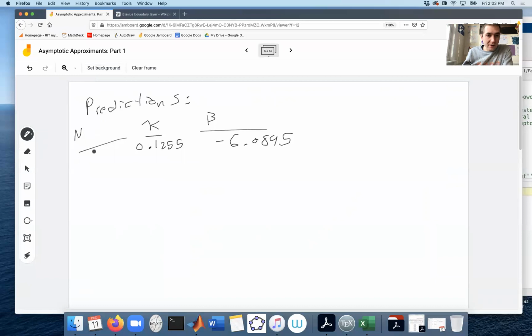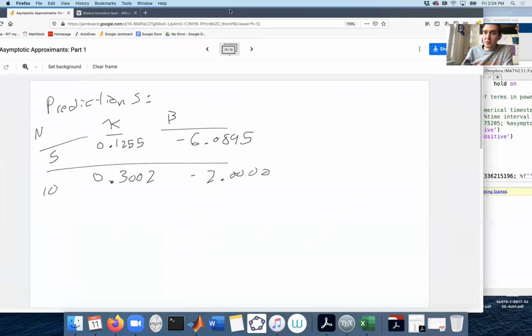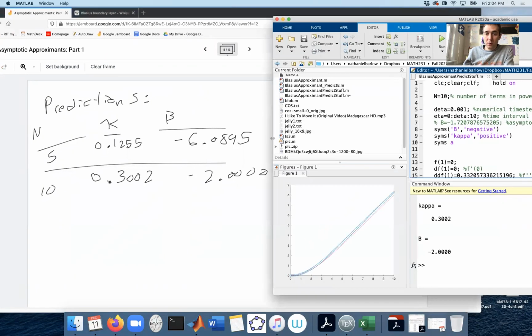So for n equals 5, it's that. For n equals 10, we've got 0.3002, which sounds a little bit closer, 0.20000. Okay, these look to be a little bit closer to the values we pulled off of Wikipedia for the numerical solution. And also the curve looks better, right? It's not aligned up with the numerical solution, but it's getting better.